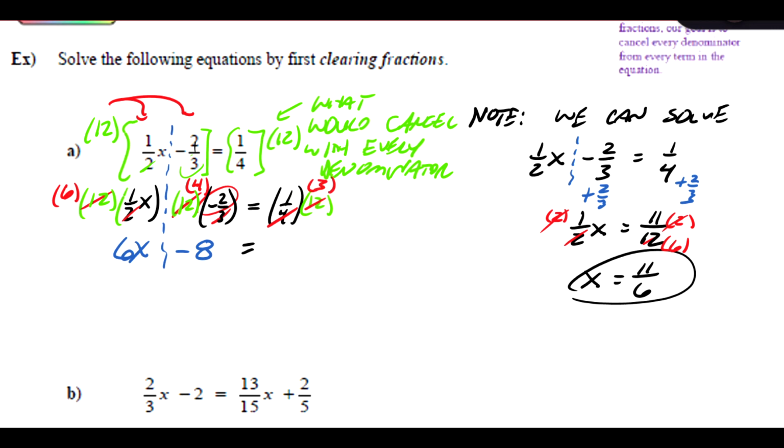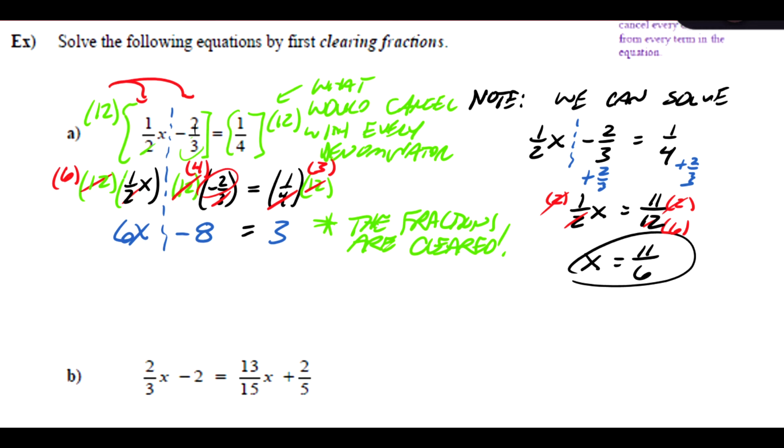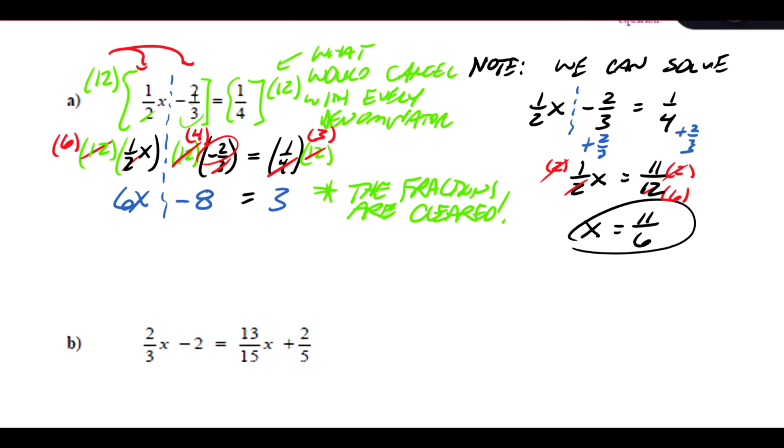And the right side would just be equal to 3. So you notice the fractions are cleared. They're gone. No, we didn't solve anything, but we end up with expressions that do not have fractions in them. So now we can just continue to solve here, right?